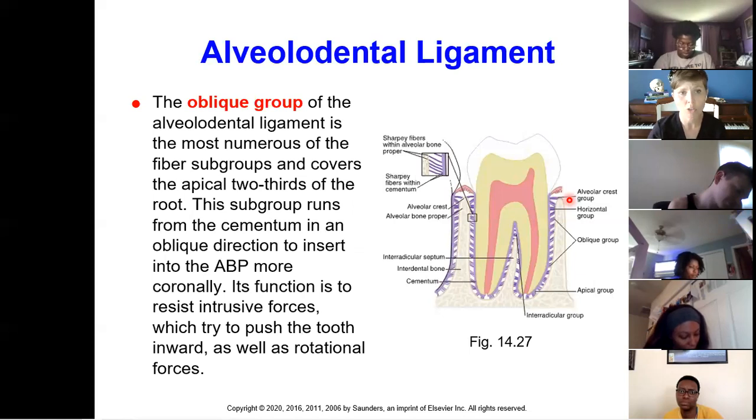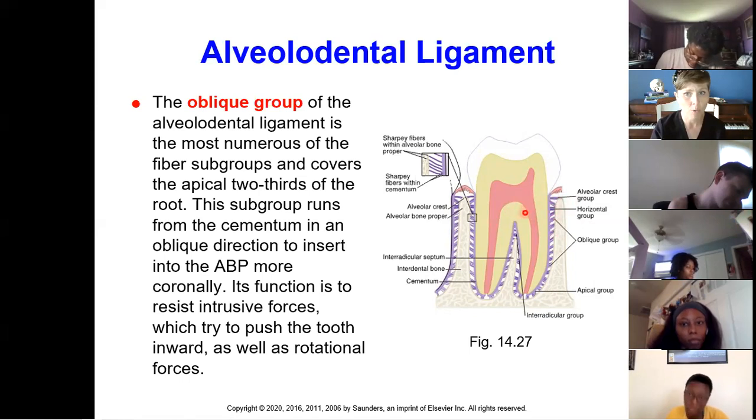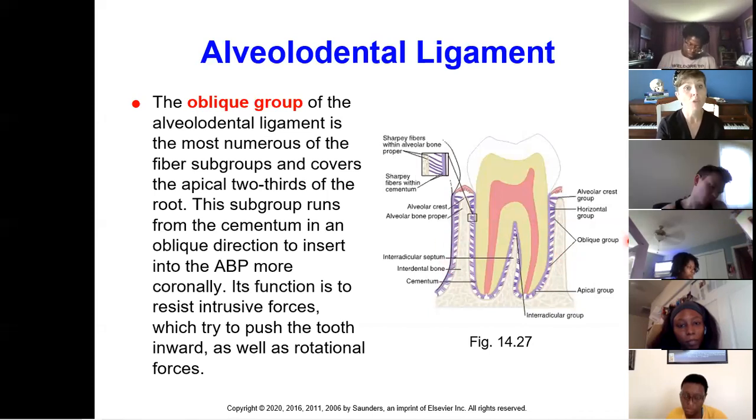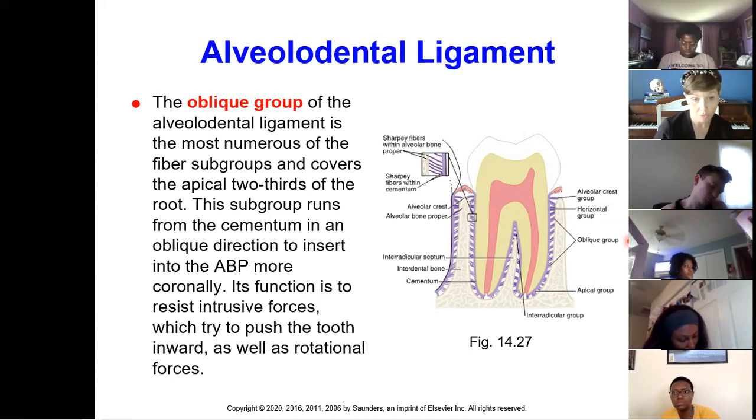Your oblique group is the most numerous of the fiber groups. It covers the apical two-thirds. So here's the apical or the coronal third. It covers the majority of the root, right? This subgroup runs from the cementum in an oblique pattern. So instead of being horizontal, it's more at an angle. Its function is to resist intrusive forces, which try to push the tooth inward, as well as rotational forces.